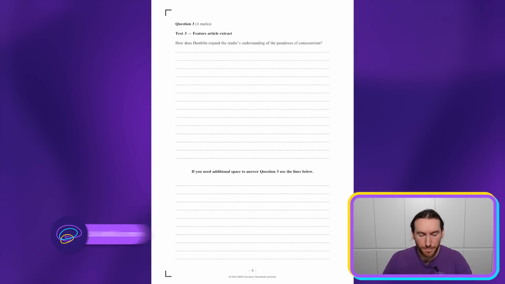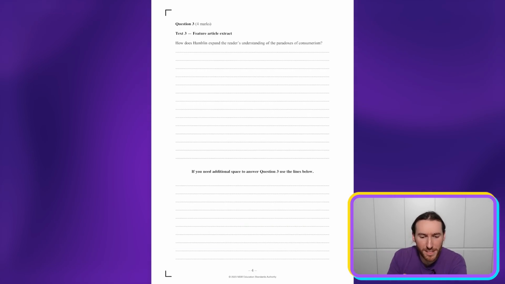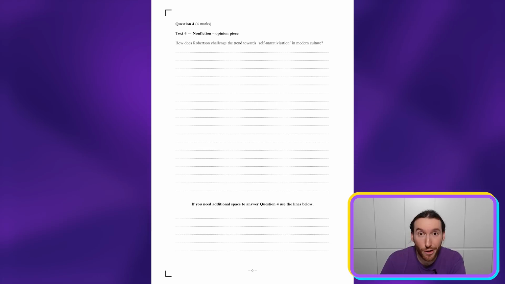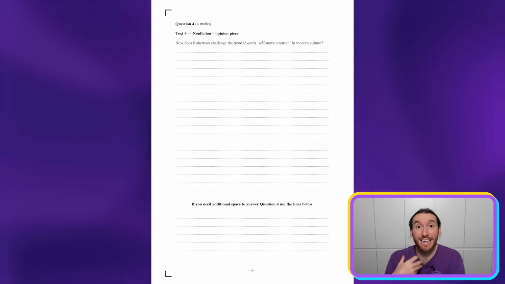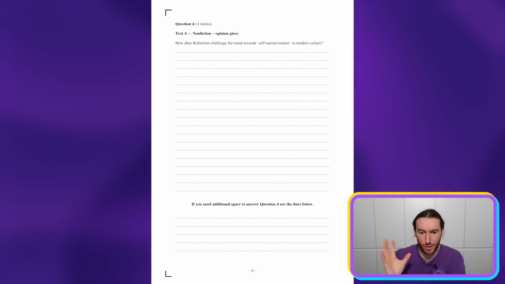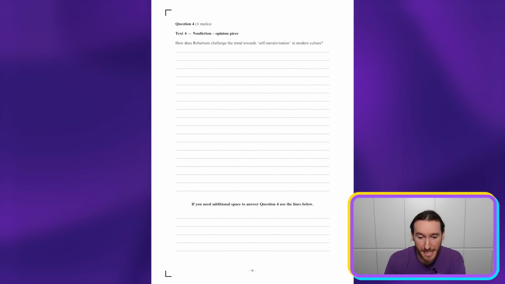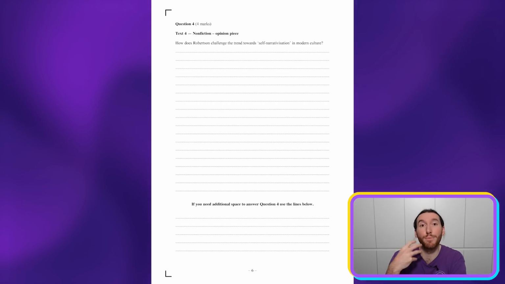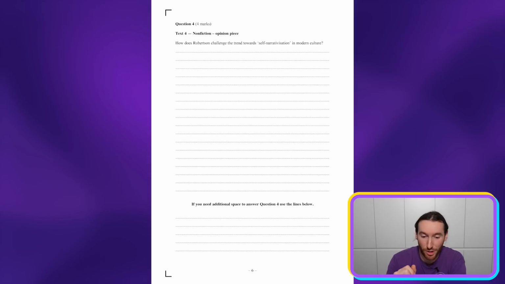Question 4. For question 4, how does Robertson challenge the trend towards self-narrativization in modern culture? Now, it's quoted, self-narrativization, meaning that's probably something that, to understand it, I need to look at the text for. So don't freak out if you see a question like this and think, oh my gosh, self-narrativization, what on earth is that? I'm thinking the same thing. Don't worry, we'll get to it. We'll look at the text. I'm sure it breaks it down, probably has a nice definition for us.